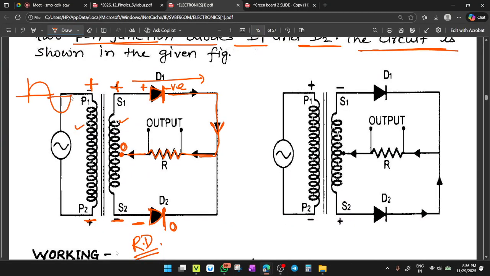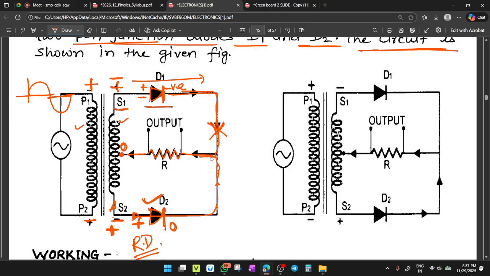Now when this cycle changes after half cycle, this polarity becomes positive and this becomes negative. Clear? Because after the half cycle, the direction of current changes. So from positive to negative, the current will reverse. So if this becomes positive, now this diode comes in the forward bias, and after this one becomes negative, this diode comes in the reverse bias. So again, the direction of flow of current is from here to here. From upside there is no current because this one is now in reverse bias.